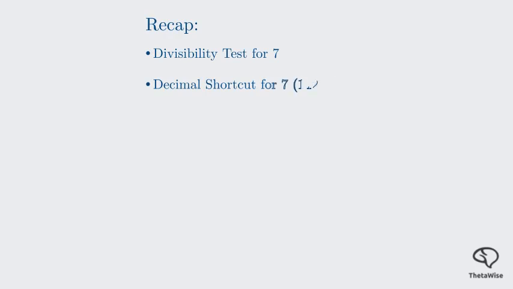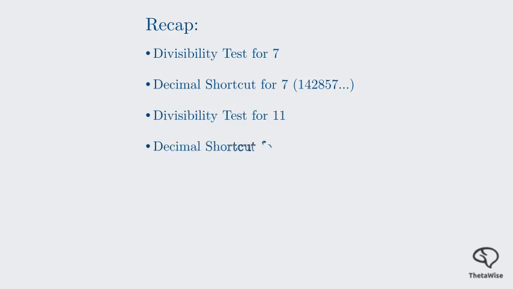Let's quickly recap what we've learned today. We started by understanding what divisibility tests are and why they are useful shortcuts. We then learned the divisibility test for 7: double the last digit, and subtract it from the rest. We also discovered the 6-digit repeating decimal pattern for fractions with a denominator of 7. Next, we explored the divisibility test for 11: alternate adding and subtracting digits. We also found the 2-digit repeating decimal pattern for fractions with a denominator of 11. Finally, we saw the beautiful connection between Pascal's triangle and the powers of 11.